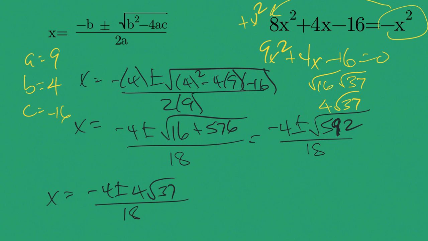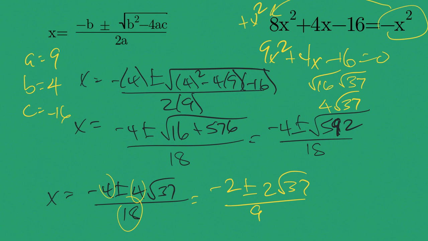Now, the nice thing about this right here is we're pretty much done. The only other thing that we can do right here, you see those three numbers right there? 4, 4, and 18. What could you divide all three of those by? 2. Let's divide all those by 2. Negative 2 plus or minus 2 root 37 over 9. And that's it.